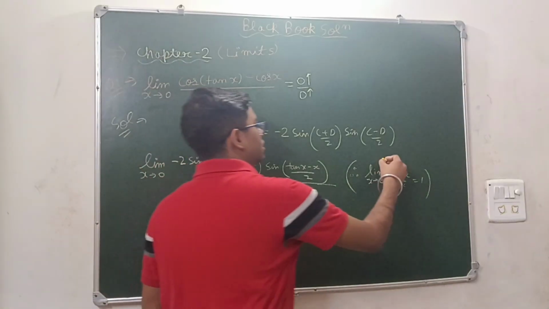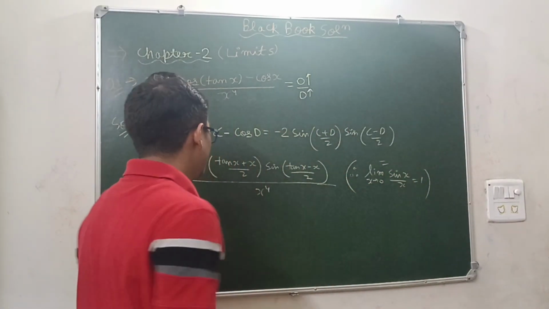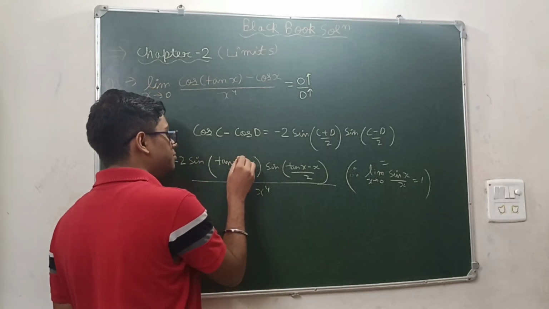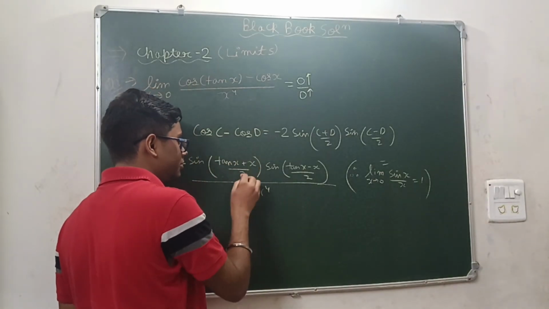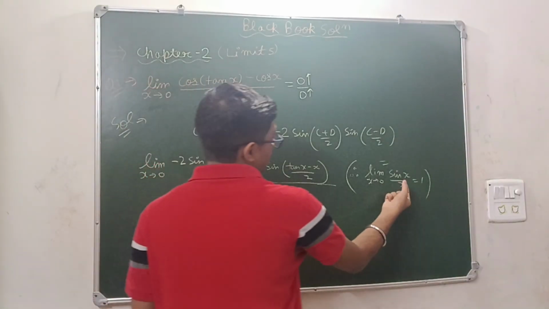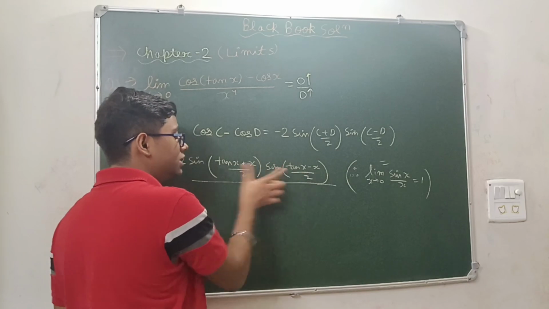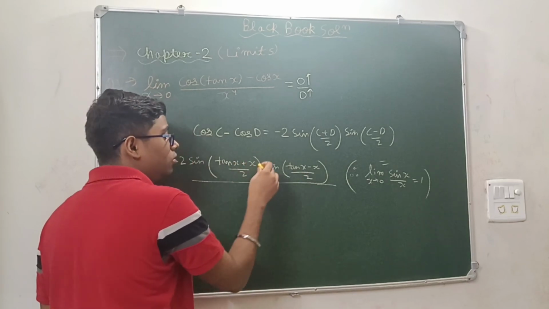See, this is the condition when you substitute 0, so this should tend to 0 by 0 form. Here also the same condition is happening. If you substitute x equals 0, tan 0 is 0, so it is tending to 0 by 0. And we need the same x here also. So we will multiply and divide both the sines by (tan x plus x) by 2 and (tan x minus x) by 2 respectively.